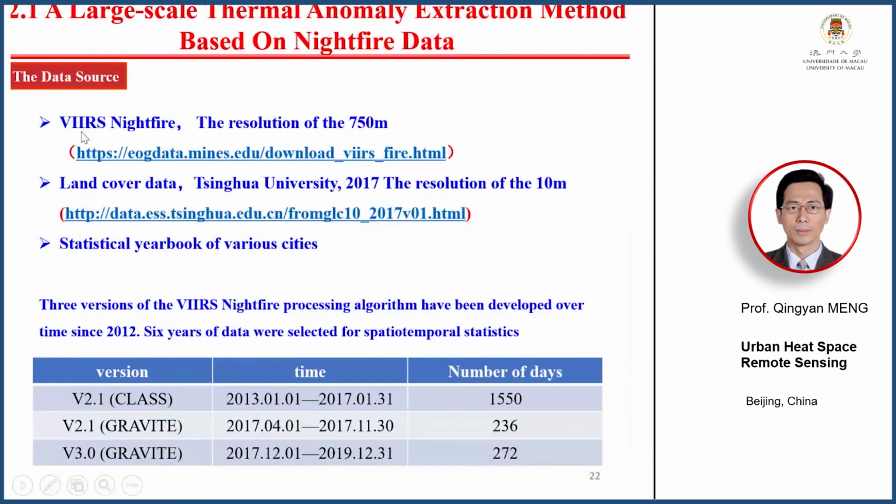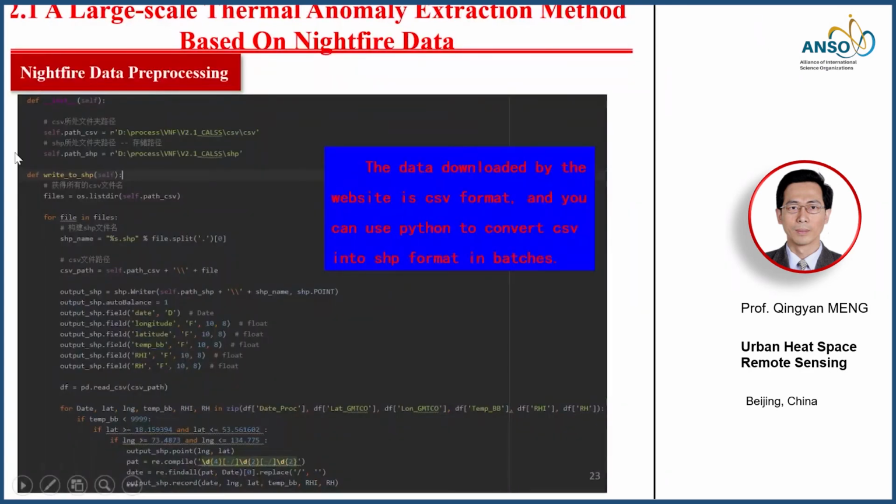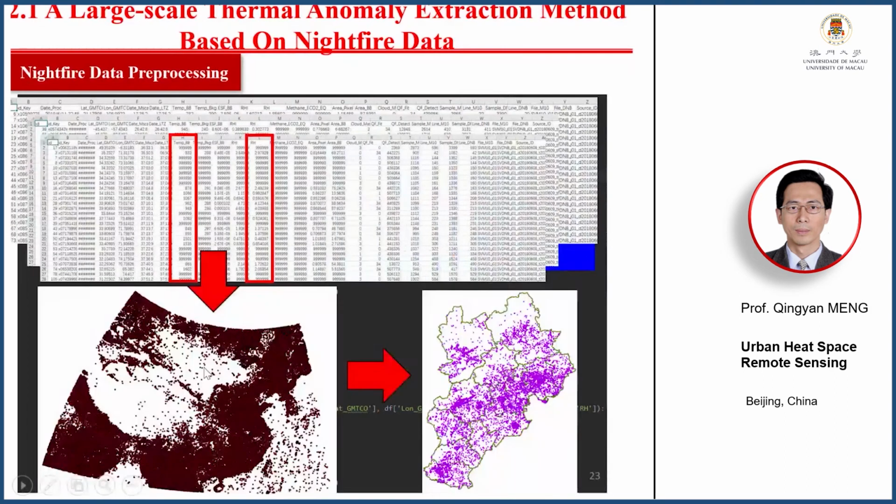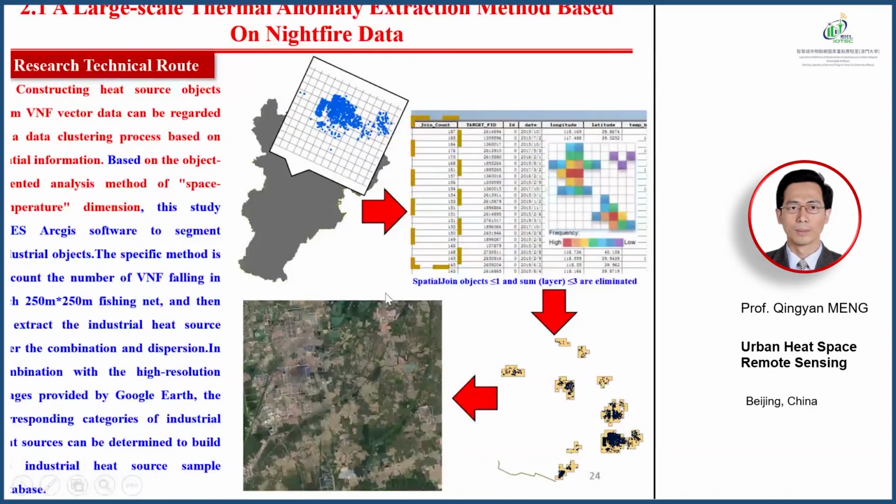Also, this is the data source: the VIIRS Nightfire, the resolution, the land cover, and the statistics data of various cities. Three versions of the VIIRS Nightfire algorithm have been developed since 2012. This is the Nightfire data processing, and the data is downloaded from the website. Here is the CSV format, and you can use Python or something like it to convert the format. And this is the procedure and the research routine.